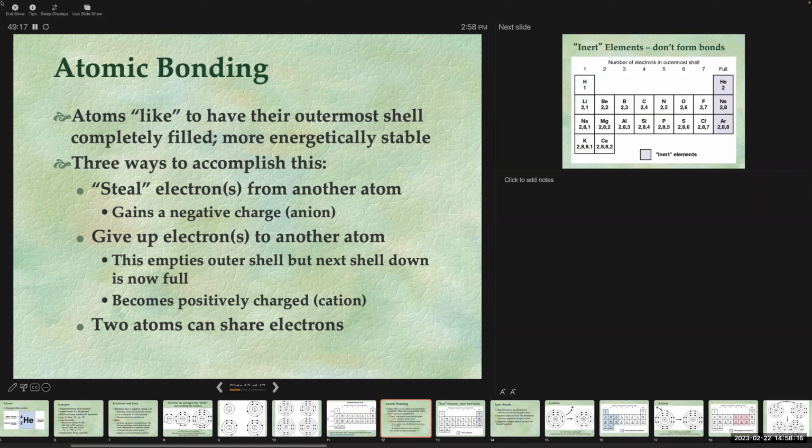So if an atom gives away electrons, it now has more protons in the nucleus than it has electrons orbiting. So it gets a net positive charge, becomes positively charged, therefore it becomes a cation. And finally, the third way that atoms can fill up their outermost shells is by sharing electrons. Even though they're sharing them with one another, as far as each atom is concerned, it has the correct number of electrons in its outer shell, so it's energetically stable and it's happy.